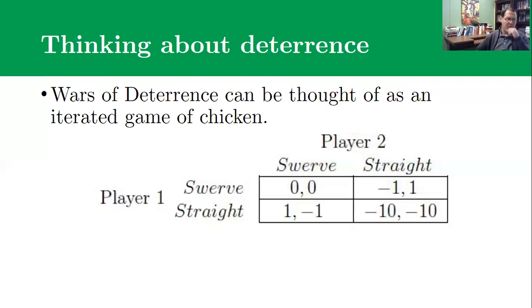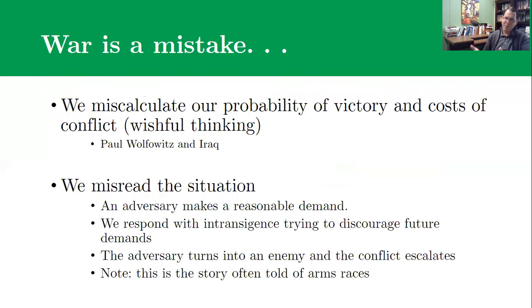Okay, so it's just another way of thinking about this question of deterrence. There's a final possibility that potentially could align with the idea that war is something that rational states end up doing, and that is that war is simply a mistake, right? That the people who are doing these cost-benefit calculations, who are analyzing the situation, are just screwing it up. And part of it could be that we're miscalculating the costs of victory.